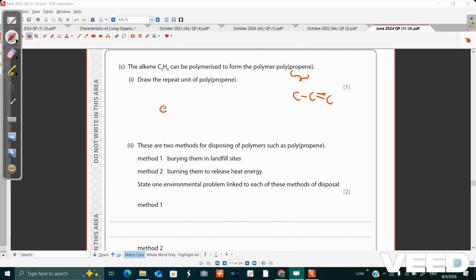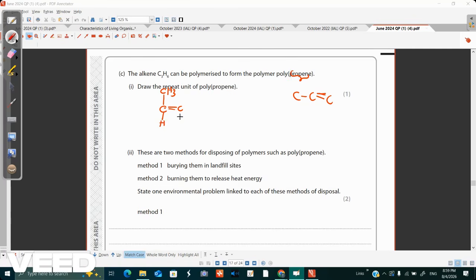So it's like this. So we had this one. This is propene. You don't need to learn how it is getting polymerized, but for your understanding, I will tell you what happens here when two of these are getting polymerized. At your level, not needed.